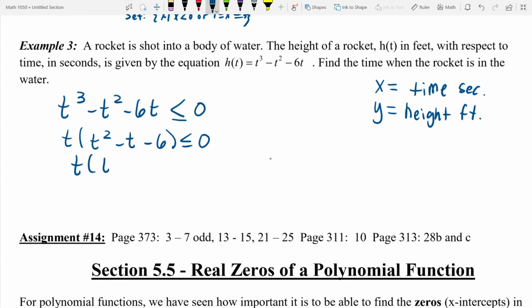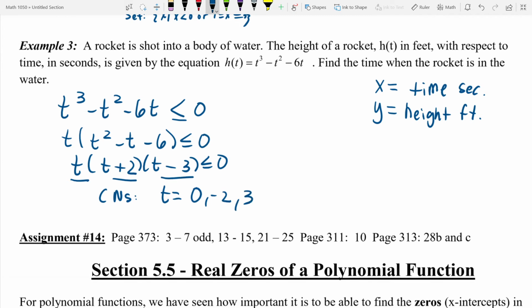And then I'm going to continue to factor to t and t. The 6 goes to a 3 and a 2. Signs are different. Biggest is a negative. That would be the 3. Tell me what to do now. Critical numbers next, right? So that t right there gives me a 0. This gives me a negative 2, and this gives me a positive 3.